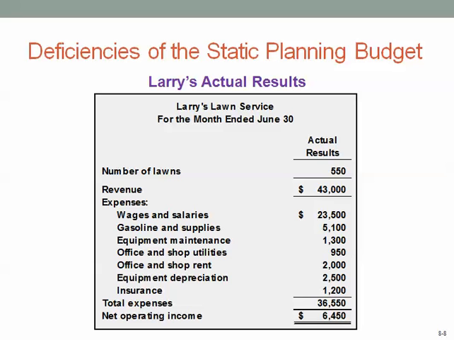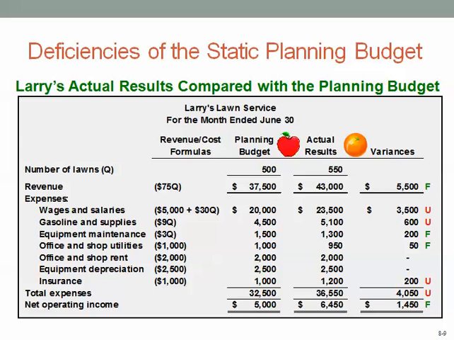Let's go ahead now and compare his actual results side by side with his original planning or static budget. When we take the difference between our planning budget and our actual results, we calculate what's called a variance. Again, a variance is simply the difference between two numbers. Notice his revenues are $5,500 more than expected. Overall, his expenses are $4,050 higher than he had originally expected. And we look at those two numbers and we shouldn't be surprised because he did cut more lawns than he had anticipated. And that should generate more revenues and also cause him to incur more in the way of costs.